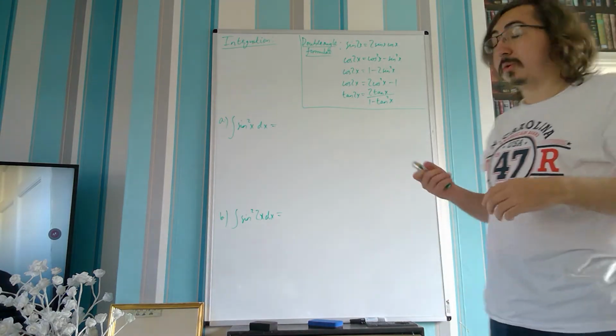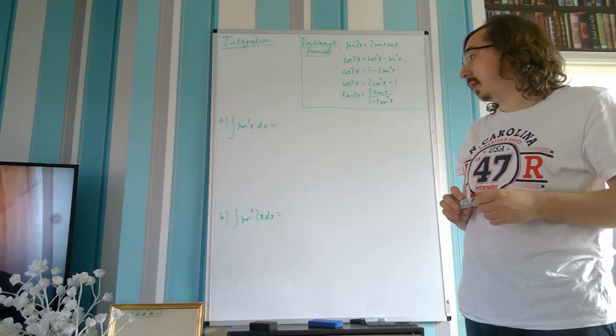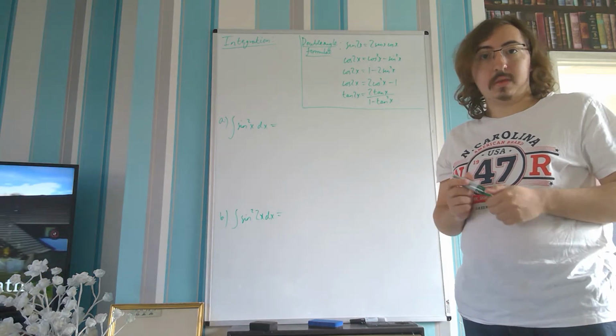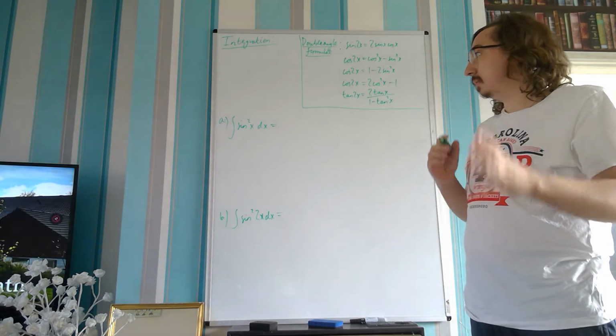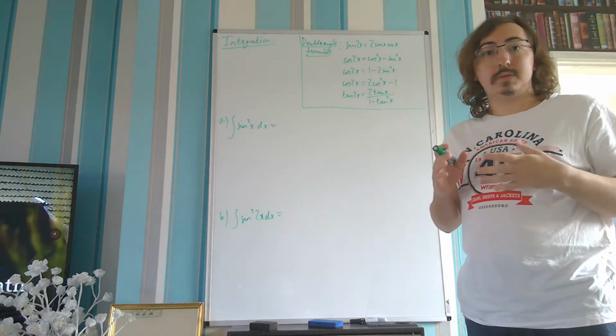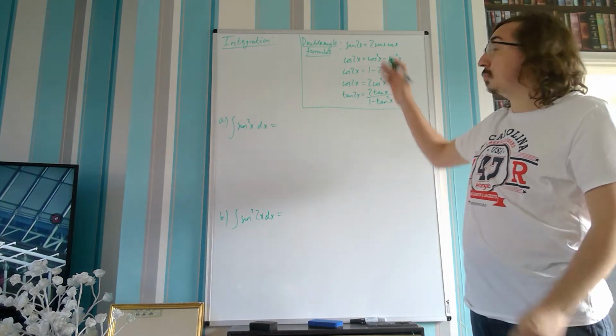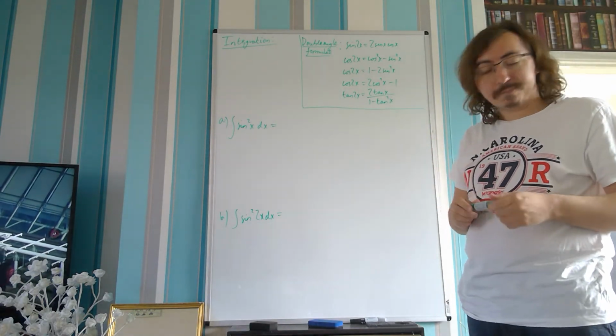So for this problem, we're going to look at the integral of sine squared x and then the integral of sine squared 2x. So in order to integrate sine squared, we're going to need to use some of our identities. Specifically, we're going to need to have a look at the double angle formula.